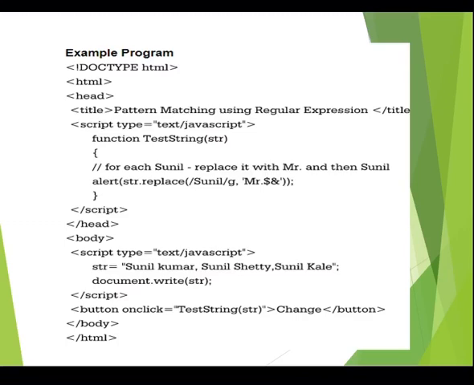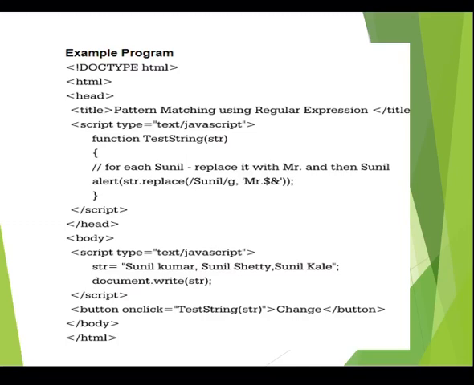Open the script tag. Inside the script tag, you have a function. Function name is testString and in bracket str is passed. Okay. So for each Sunil, you have to replace it with Mr. and then Sunil. Okay. So alert str.replace, open the circular bracket, in slash Sunil slash, comma g, comma, Mr. dot $&, so it will replace Sunil with Mr. Sunil.